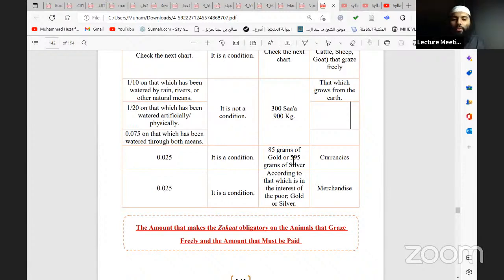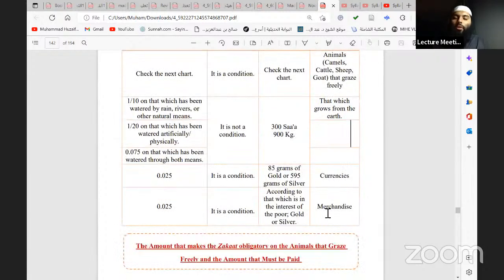By the way, the merchandise, what is the threshold? Because merchandise is similar to currencies, what you do is according to that which is in the interest of the poor, gold or silver. What that basically means is that you look at how much gold equates to in terms of currency and how much silver equates to. Whichever one is better for the poor, i.e. whichever one is lower.